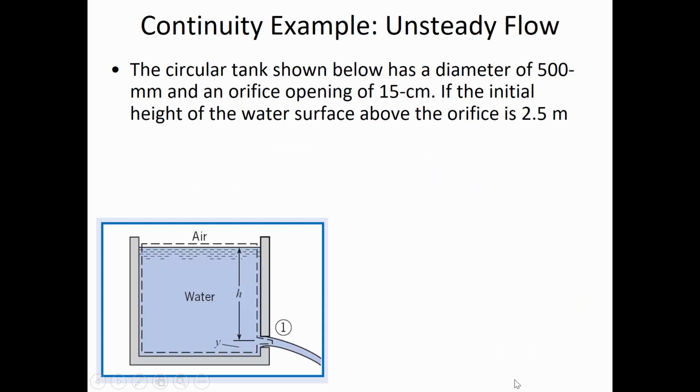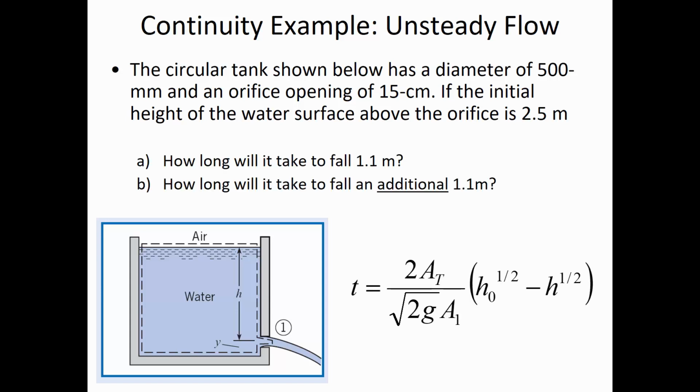Okay, so let's try out this unsteady flow. The tank has a diameter of 500 millimeters, so that's going to give you the A sub T. The orifice opening is 15 centimeters, so that's going to give you the A1. The initial height of the water is 1.5 meters, and so that is from the center line of the orifice up to the water surface, 2.5 meters. Okay, now you got to be careful because these are always trick questions. It's just like a basic intelligence test to make sure that you can dimension your drawing and put in the right values for H naught and H.